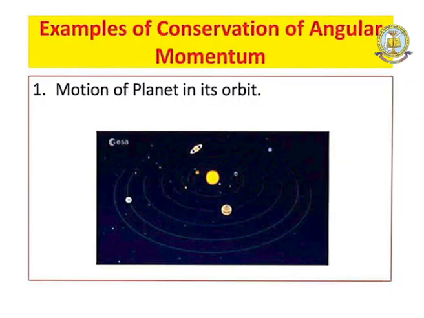And what are the examples of the conservation of angular momentum? The motion of a planet in its orbit.